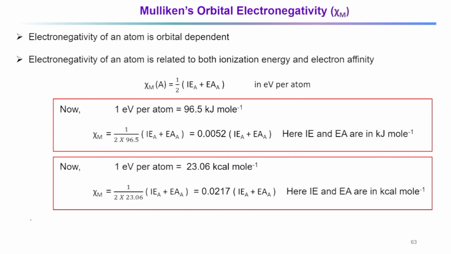Now we will discuss different types of electronegativity. Earlier we observed Pauling's electronegativity. Now we will discuss Mulliken's orbital electronegativity, which is represented as chi M.